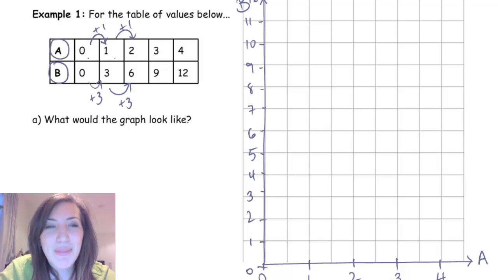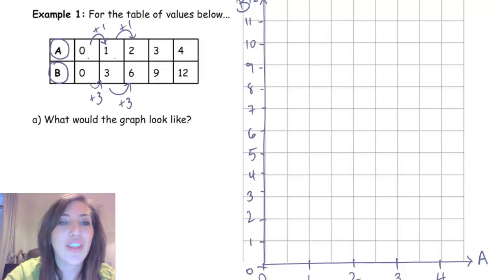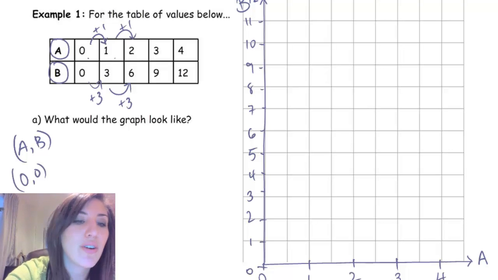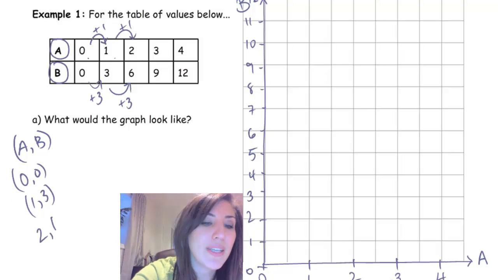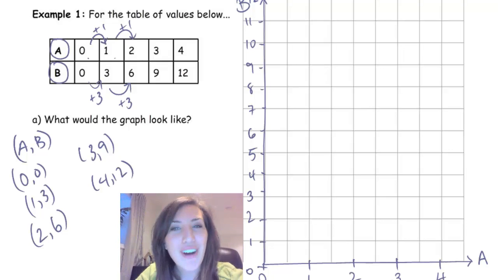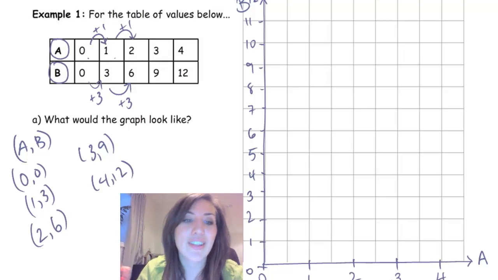Well, here we see in our table of values that it tells us all the ordered pairs. So remember that when we graph, we want to do the A then the B, so we would have 0, 0, we would have 1, 3, we would have for A is 2, B is 6, we would have 3, 9, and we'd have 4, 12.